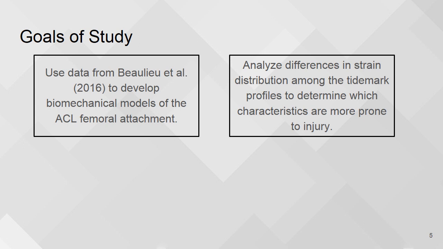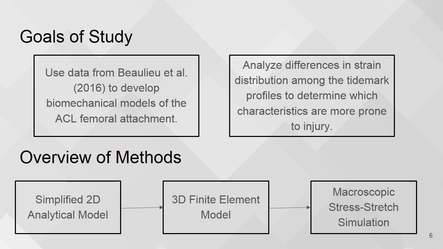Before I discuss the methods and results of the paper, I want to emphasize the goals. The first goal was to use the tide mark profiles and attachment angles previously found to develop models of the ACL femoral attachment. The second was to analyze the differences in strain among these profiles to determine which characteristics are more prone to injury. This paper has 3 main methods. First, a 2D analytical model, followed by a 3D FE model, ending with a macroscopic stress-stretch simulation. After each method is explained, the results will be followed before proceeding to the next method.